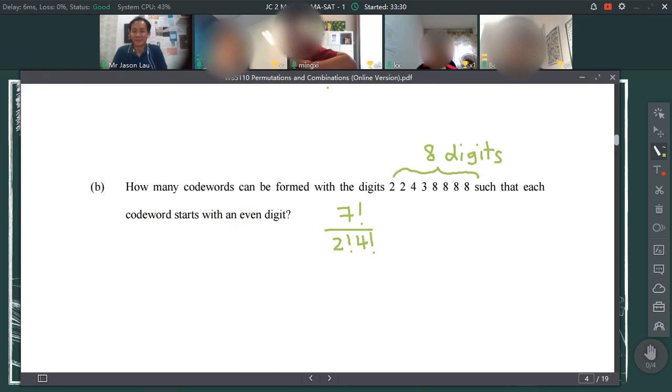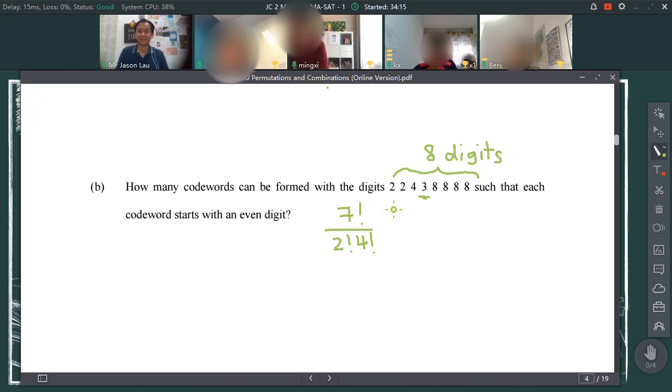How many codes can you form with the digits? Code word, so it's like just change the order? Yeah, just change the order. The only situation where the code word will start with an odd digit, which is not included, is when 3 is in front. But there's only one situation. It can be 2, 4, 2, 8, 8, 8, 8 or whatever, but then the 3 can be any position inside the 7. Oh wait, no, I'm wrong. Okay, I'm going to sit down.